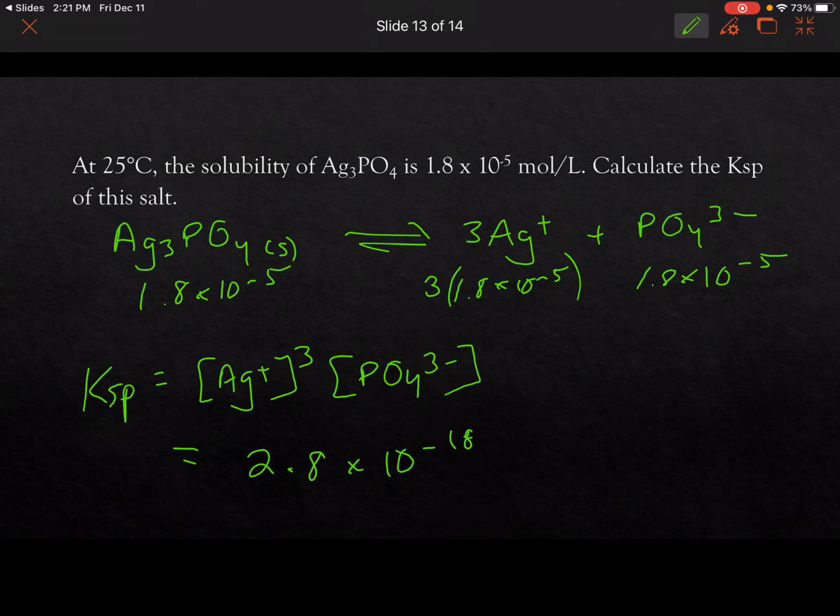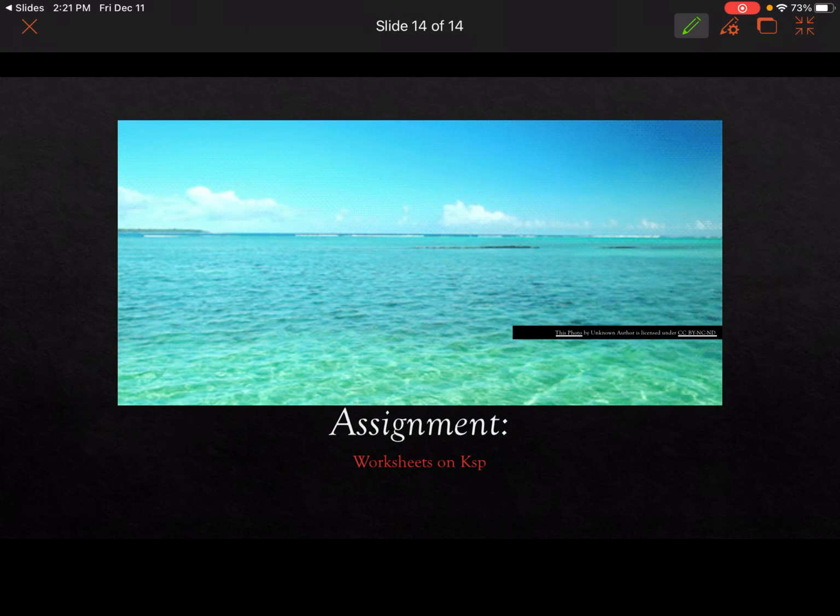Okay, so these are all fairly similar. They're all just kind of worded a little differently. So you're just following mole ratios and really just doing this very mathematically. Approach it very mathematically.